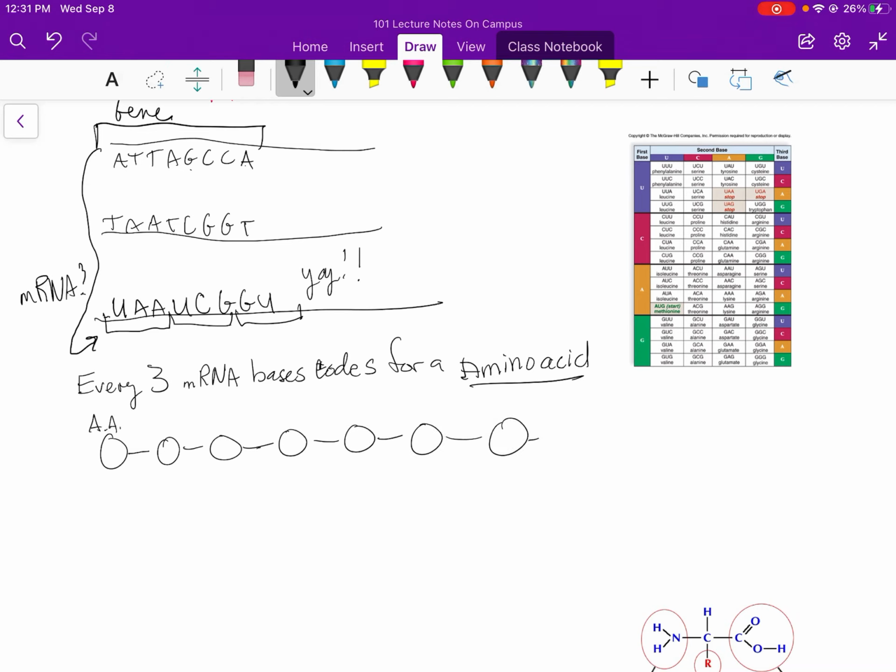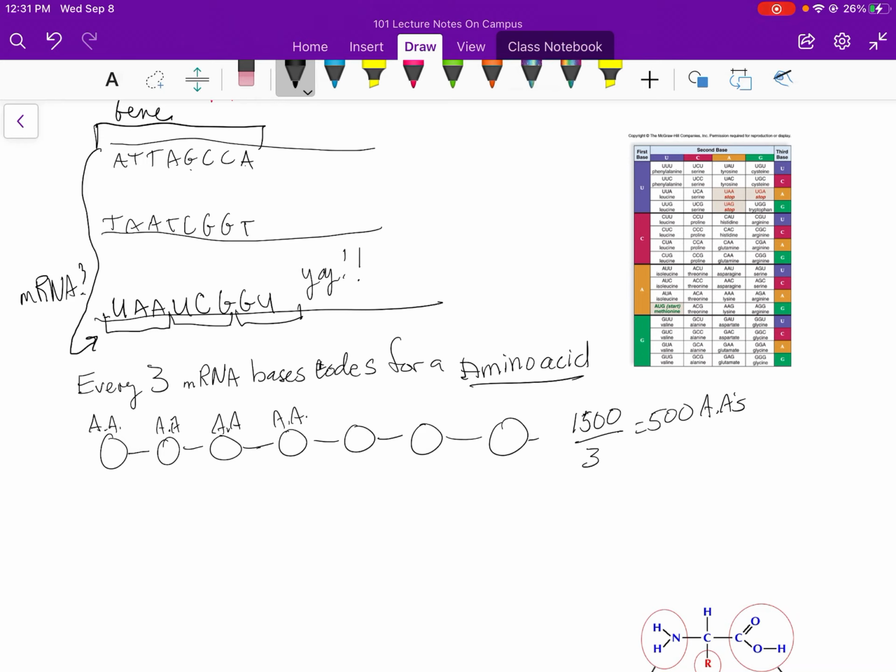And each of these is called an amino acid, AA for amino acid, and so on. Now that string, if you have a 1500 base long messenger RNA, divided by 3 equals 500 amino acids, right? So the average protein is about 500 amino acids long.